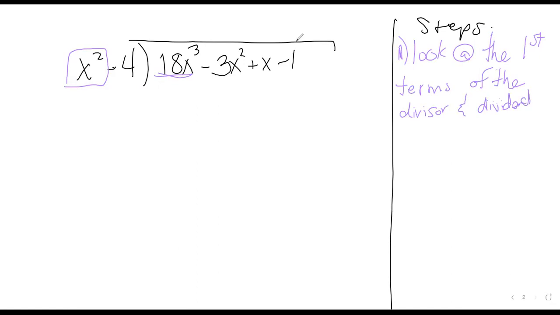So I need to now figure out what it is that I need to multiply this x squared by so that it matches that 18x cubed. What is it? I need it to be 18x cubed. So what's the first and foremost?